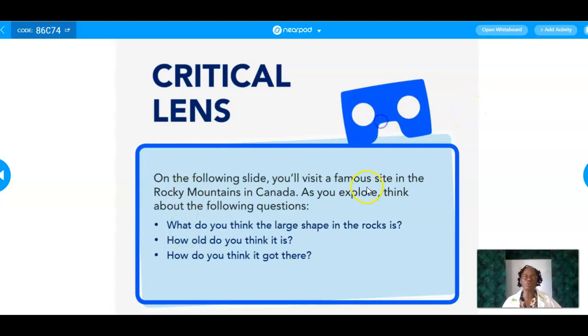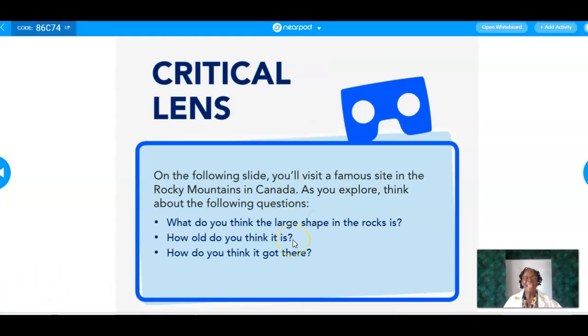And so they will go into the 3D lens, and they will take the field trip. And you tell them as they're taking the field trip, in advance of course, what you want them to find. What do you think the large shape in the rock is? How old do you think the large shape is? How do you think it got there? Again, the particular lesson that we are looking at is Earth history.